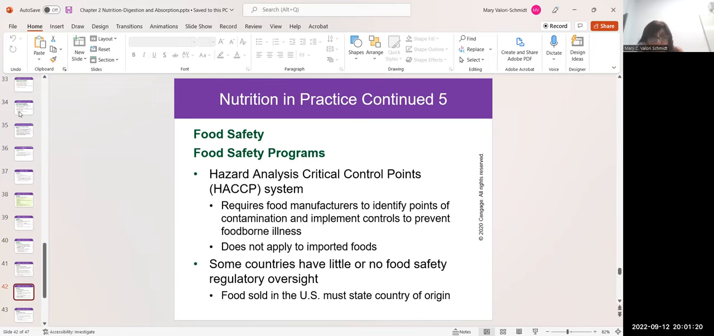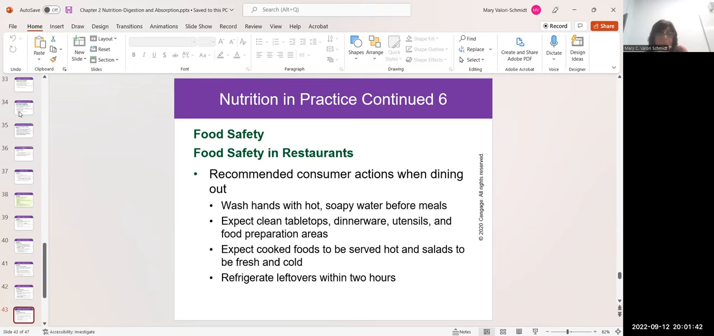Hazard analysis, the critical control point system. So in our country, we have the FDA and we have a lot of oversight so they can make sure that the foods are safe, even though sometimes things slip through, especially dog food. Anybody that's got a pet, right? Sometimes you'll see dog food that's contaminated. But there are some countries out there where they might not have any regulation. Always wash your hands before you eat.